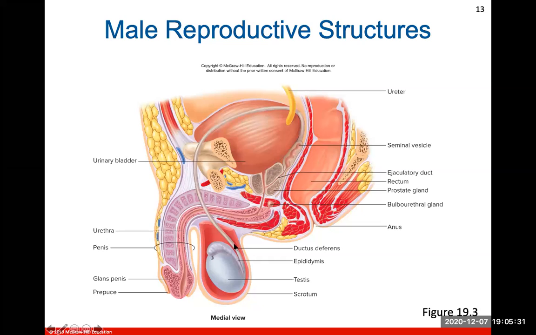The ductus deferens brings the sperm up and around through the seminal vesicle, through the prostate gland and the ejaculatory duct, and then eventually meets up with the prostatic urethra to join out with the urethra that exits both urine and sperm out of the body.